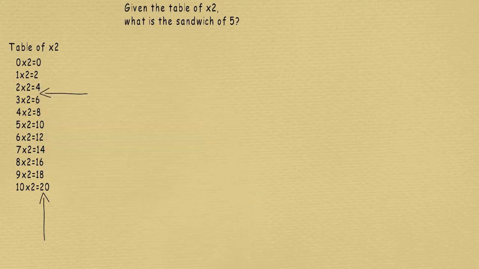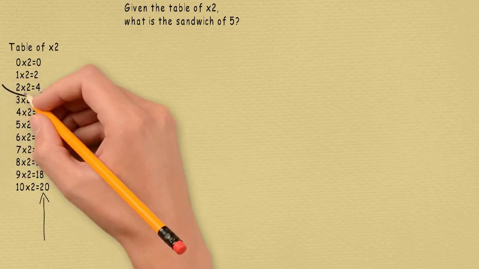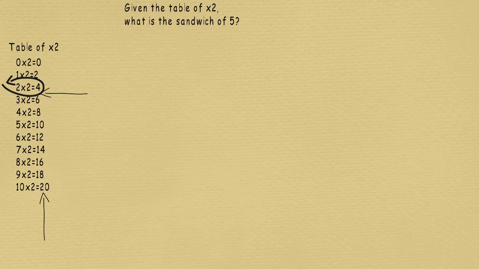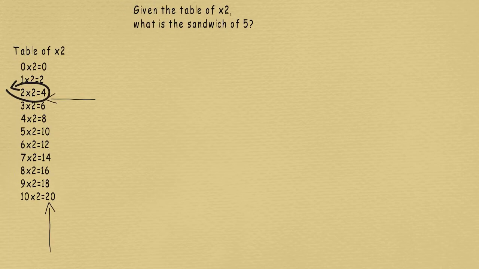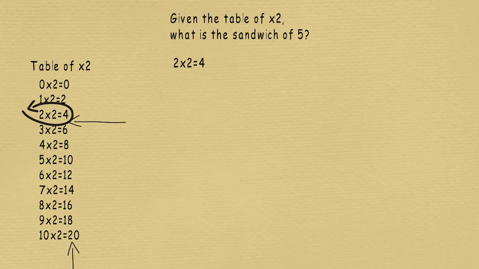And I'm going to choose the smallest of those two numbers. And that number is the number 4. But don't just choose the number 4. Choose the entire expression 2 times 2 equals 4. So let's state this formally. Given the table of times 2, the sandwich of number 5 is the entire expression 2 times 2 equals 4.